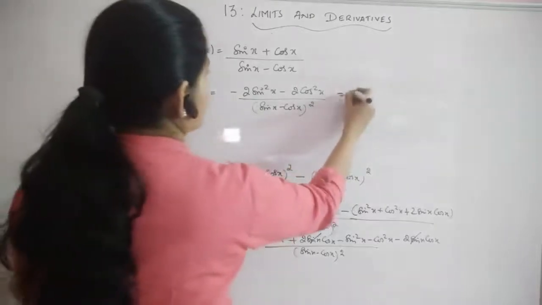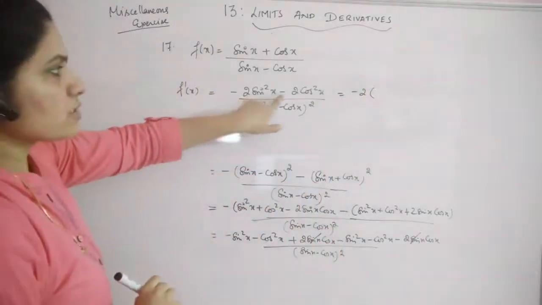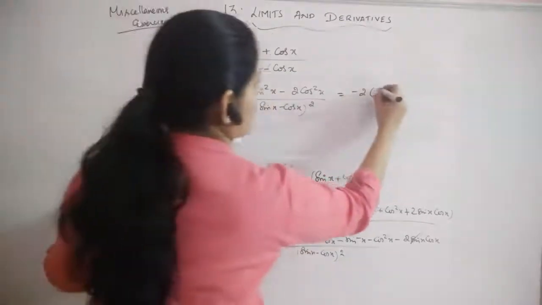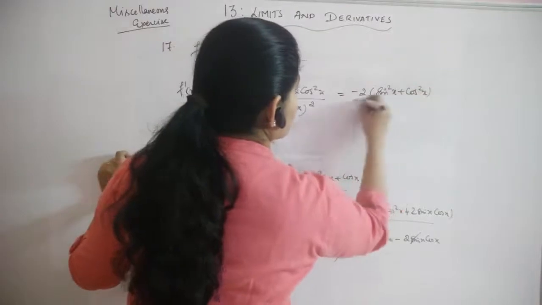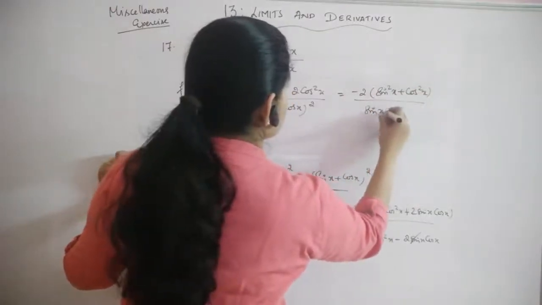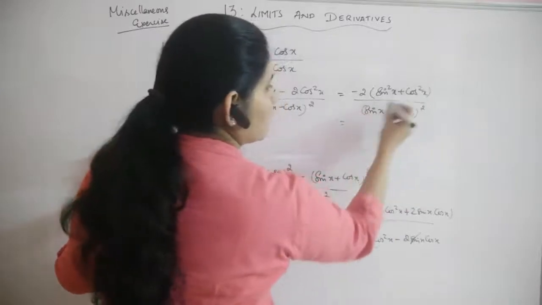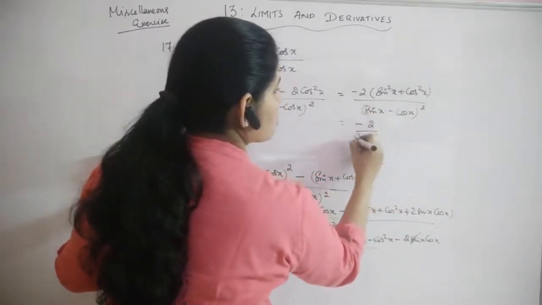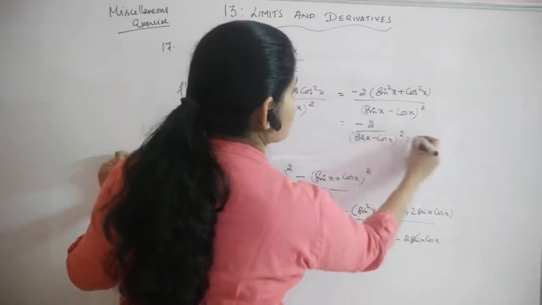Now if you want, you can take minus 2 out. If you are taking minus 2 out, this will become positive in sign, that is sin square x plus cos square x divided by sin x minus cos x the whole square, and this will give you 1. So the final answer will be minus 2 by sin x minus cos x the whole square.